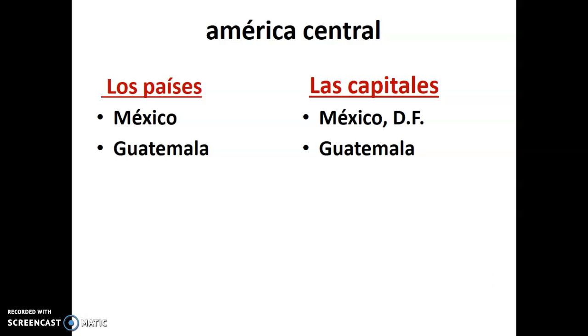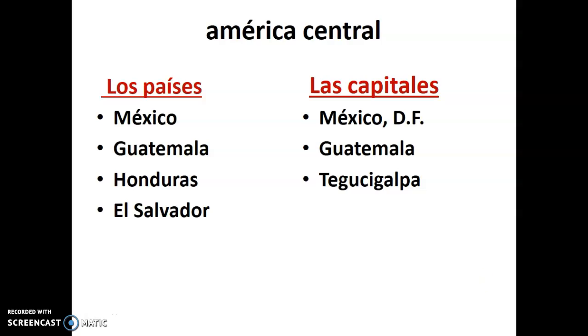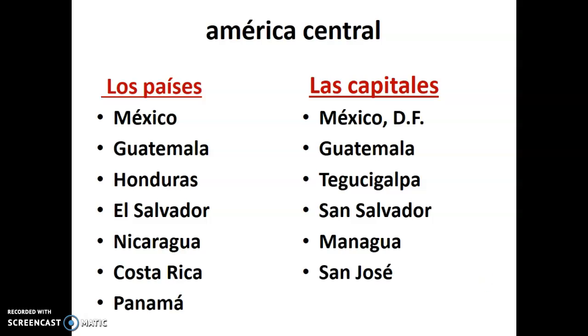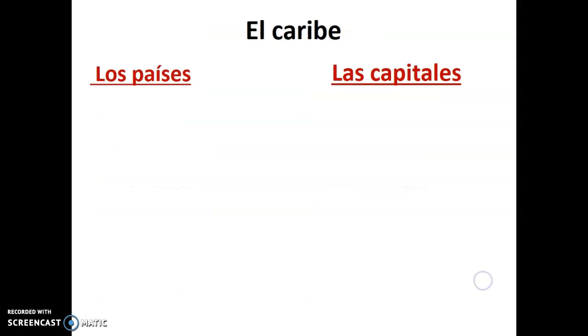Capital of Guatemala is Guatemala. Capital of Honduras is Tegucigalpa. The capital of El Salvador is San Salvador. The capital of Nicaragua is Managua. The capital of Costa Rica is San Jose. And the capital of Panama is Panama. Accent over the A in both the country and the capital. So you can go ahead and list those down on page 19.